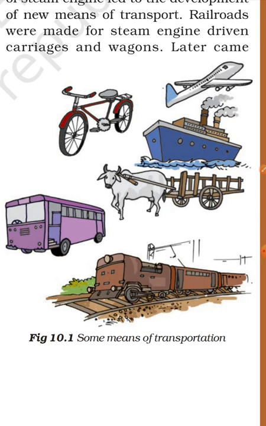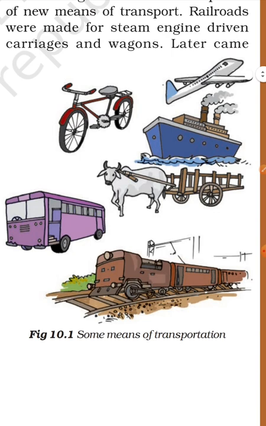The invention of the steam engine was also a great discovery in motion that led to the development of new means of transport. Railroads were made for steam engine driven carriages and wagons. Then, as you know, after that came automobiles, motor cars, trucks, buses. Nowadays, electric trains, supersonic aeroplanes, spacecrafts. This is the contribution of the 20th century. So this is a journey of transport.